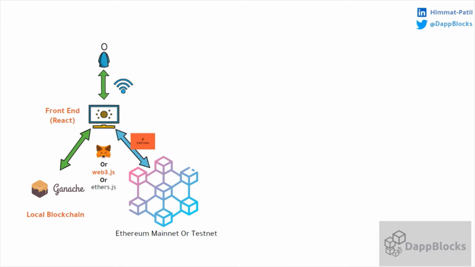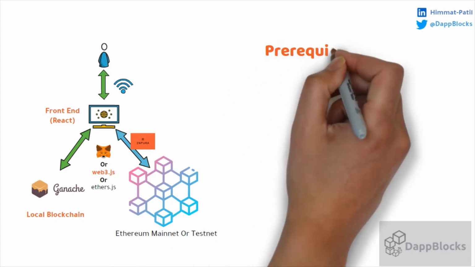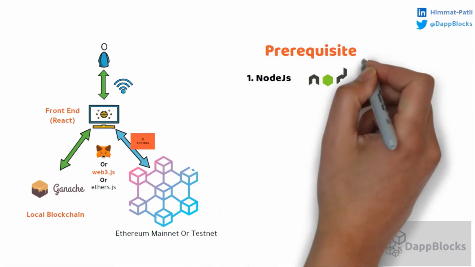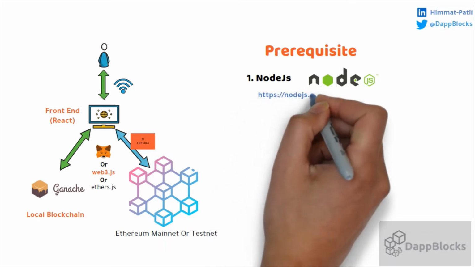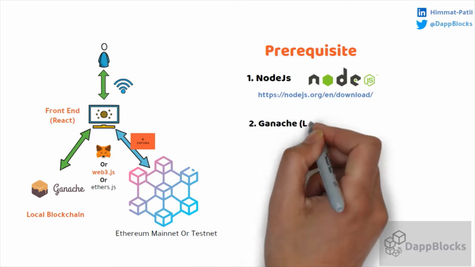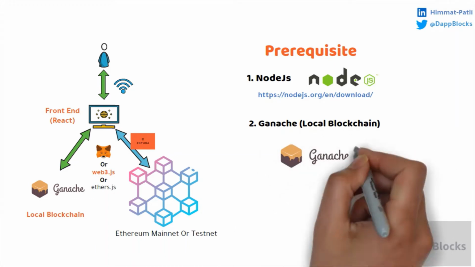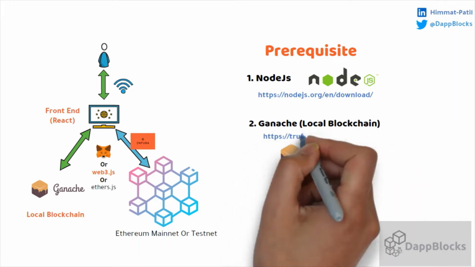Let's get started. Prerequisites. First, you need to install Node.js on your system. You can download Node.js from nodejs.org. Then you need to install Ganache. Ganache is a local blockchain that runs on your local system. You can download Ganache from trufflesuite.com.